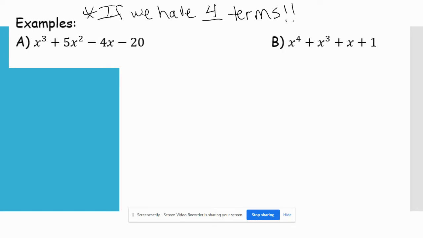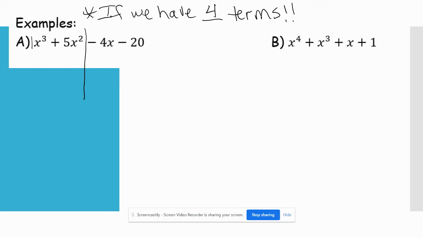I'm looking at this first set of examples. Letter A. Standard form, third power, second power, first power, no power. Yep. So I'm going to split this in half. On the left side, I'm only looking at x to the third and 5x squared. We have the 1 there.